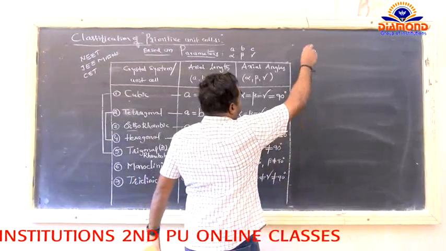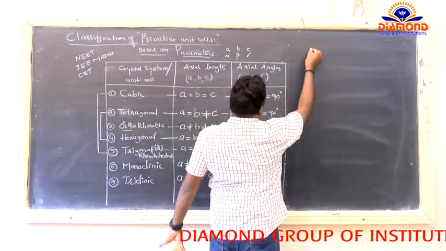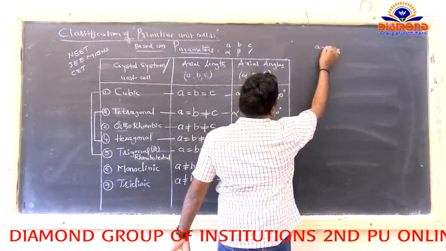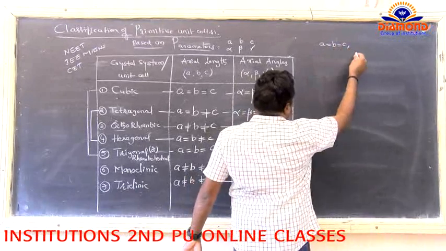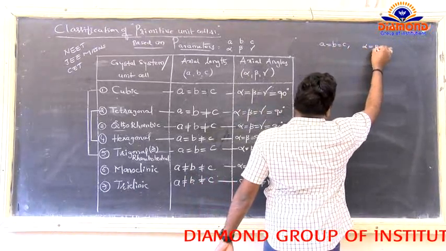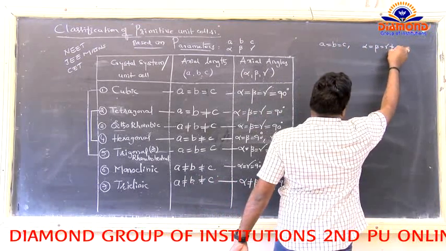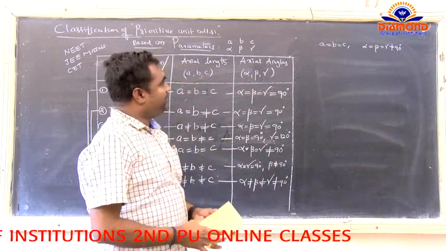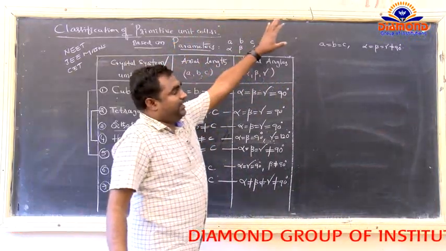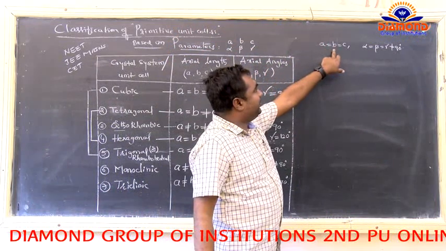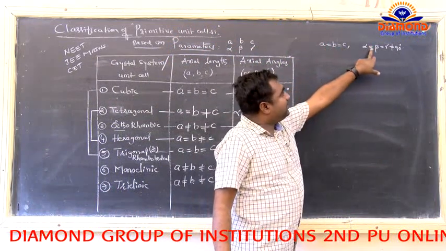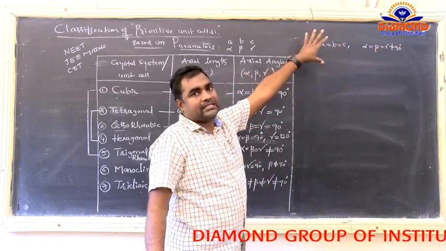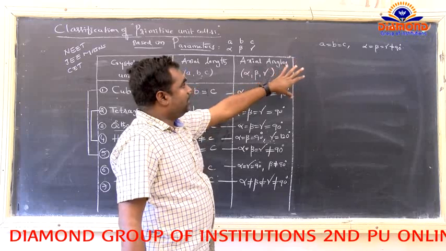So here, if the unit cell is having A is equal to B is equal to C and alpha is equal to beta is equal to gamma is not equal to 90 degrees, then which type of unit cell is this? If the unit cell is having the axial lengths A equal to B equal to C and alpha equal to beta equal to gamma not equal to 90, then which type of unit cell is this? That is the question.